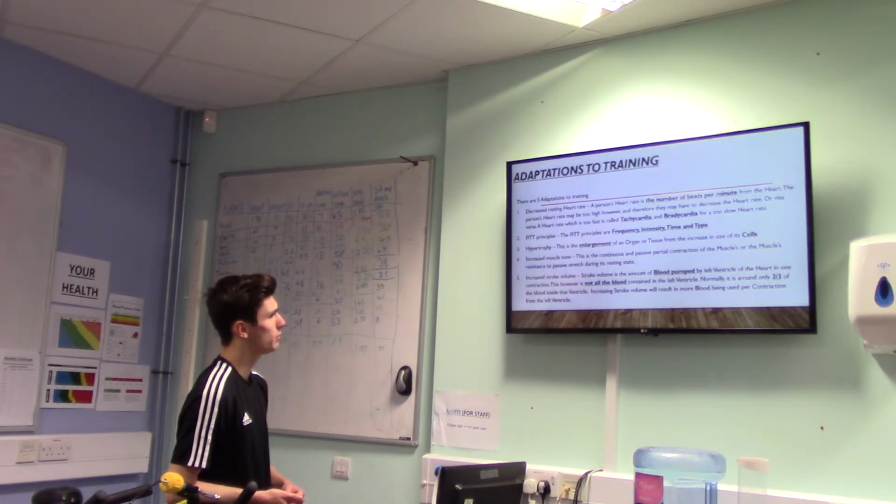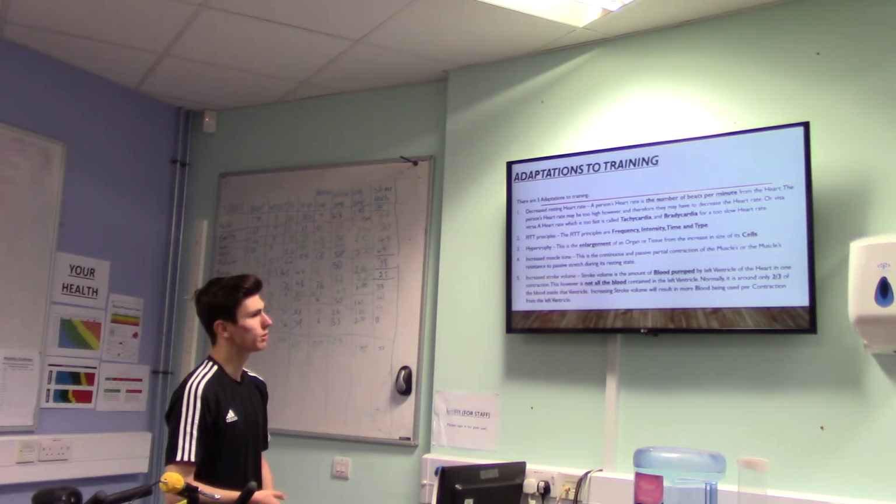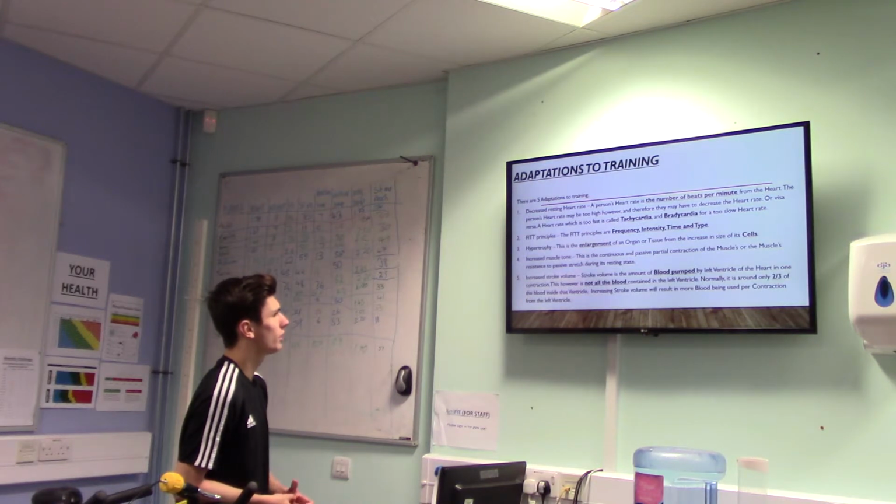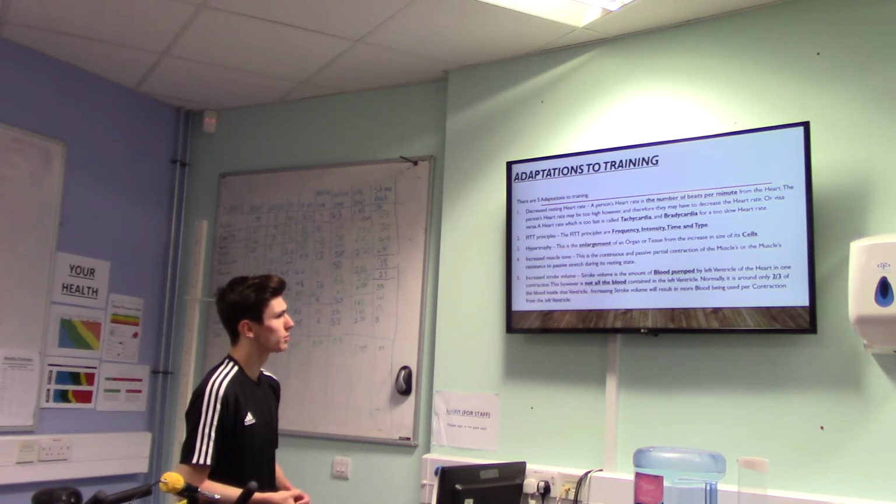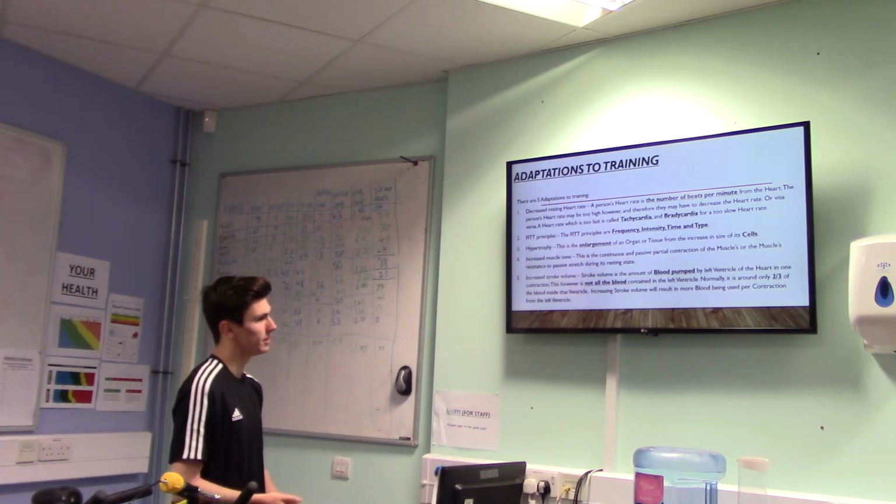The person's heart rate may be too high, however, and therefore they may need to decrease the heart rate, or vice versa. A heart rate which is too fast is called tachycardia, and bradycardia is for too slow heart rate. The FITT principles are frequency, intensity, time and type.